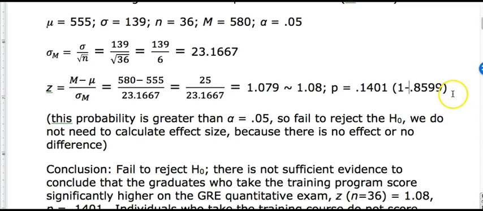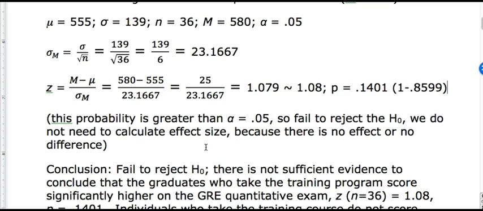And here we're back over to the Word document where P is equal to 0.1401, which is 1 minus 0.8599, which I got from the standard normal table. Now, 0.1401, this probability is greater than alpha equal to 0.05. So we failed to reject the null hypothesis.